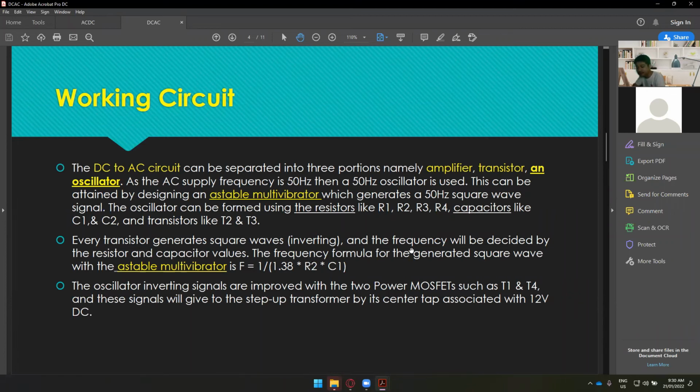So what will you come up with, 40 Hertz? Do you need 60 Hertz? Do you need 30 Hertz? Just come up with the correct values of your R2 and C1 in order to get the correct frequency that you'll be needing on your system. Then the oscillator inverting signals are improved with the two power MOSFETs such as T1 and T4, and these signals will be given to the step-up transformer by its center tap associated with 12 volts DC.